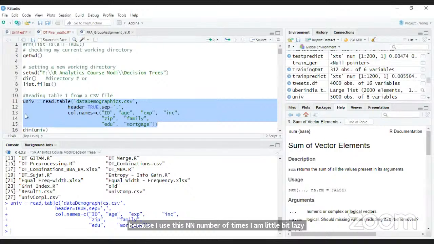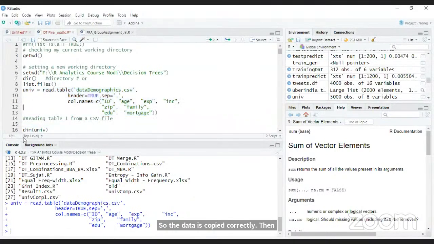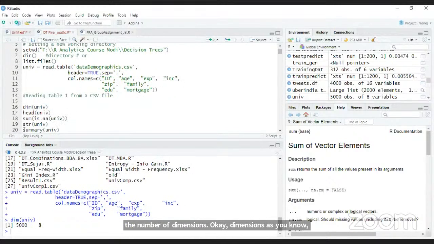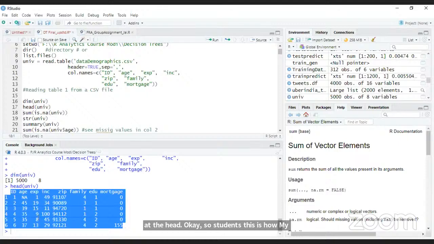So the data is copied correctly. Then we will look into the number of dimensions. Dimensions, as you know, gives the number of rows and columns. So we have 5000 records, rows, and 8 columns. Let us look at the head. Okay, so students, this is how my first file looks.